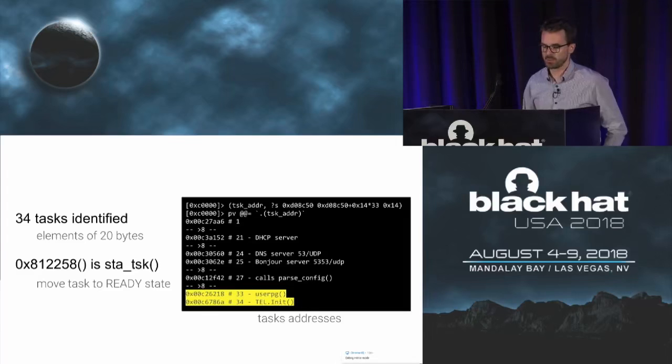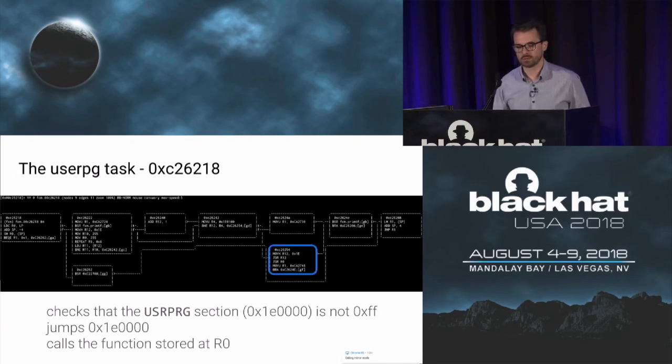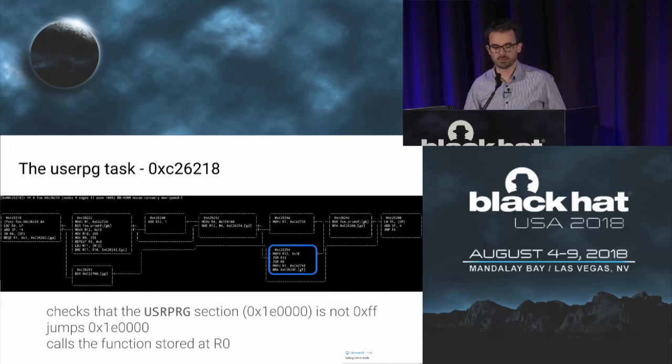So we still don't know what the user PRG command does, so we can reverse it, the user PRG task. It's really short, less than 10 blocks. It does three things. First, it checks that the user PRG section is not empty. And then in the blue section, it will jump to this address. And then it will call the function at address 0. And that is indeed our execution vector.